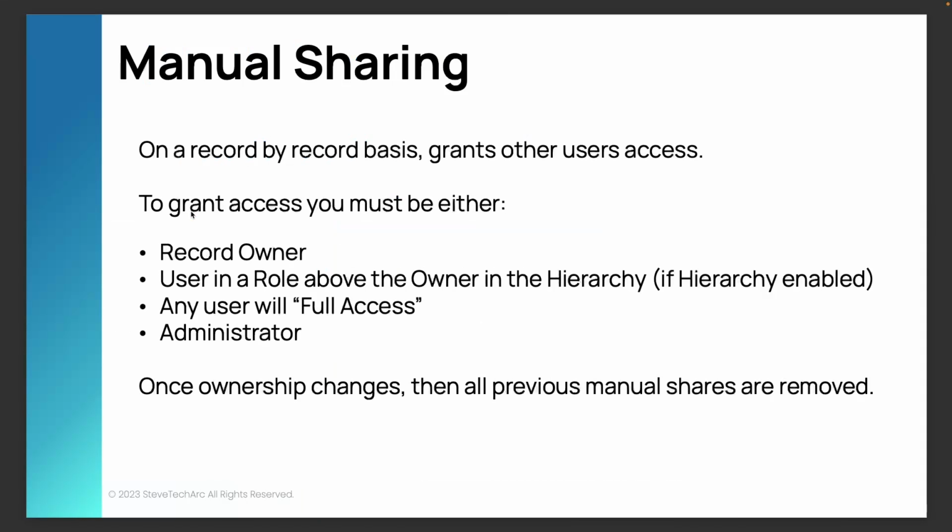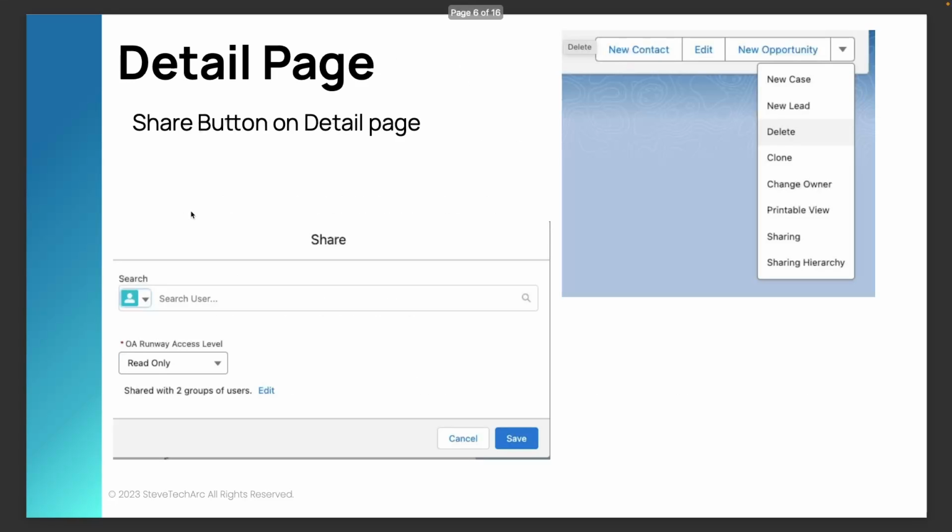Manual sharing is where there is a particular owner of a record, and that owner has the ability to grant access to a specific other user. To be able to do that, you need to be the record owner, a user in a role above the owner in the hierarchy, if the hierarchies are enabled, or any user with full access or administrator. A key thing to note is once the ownership changes, all previous manual shares are removed. So in the detail page, there's going to be sharing and a share button.